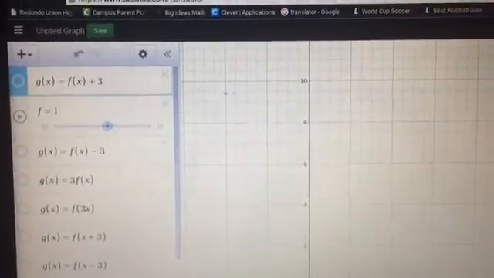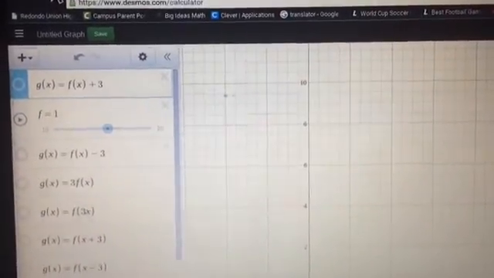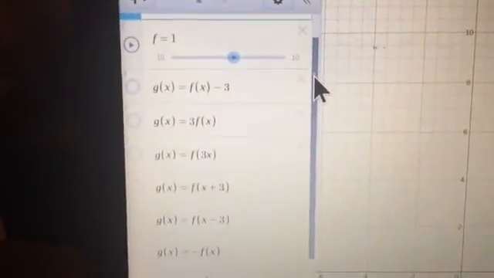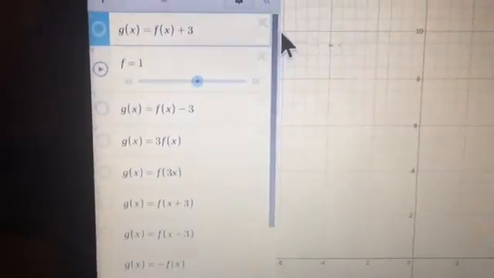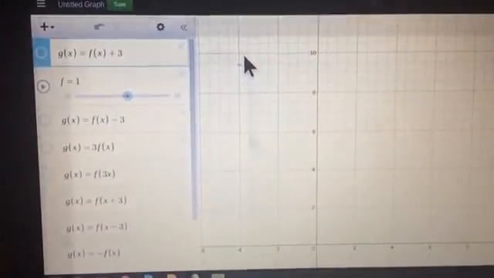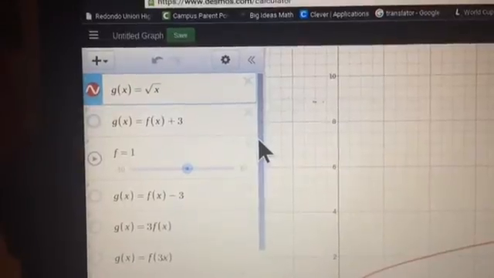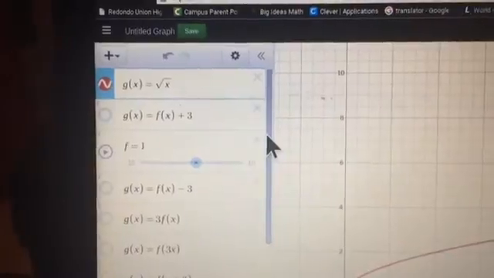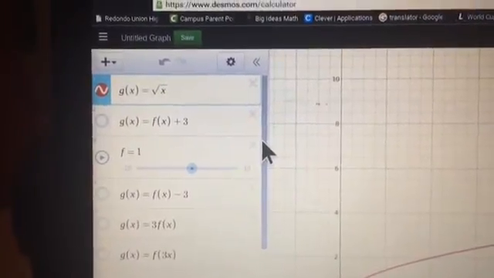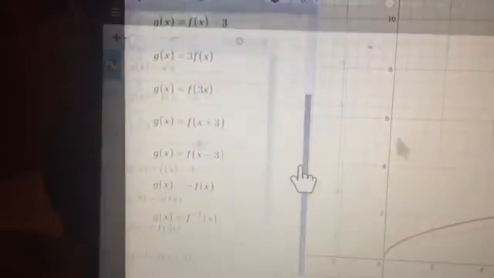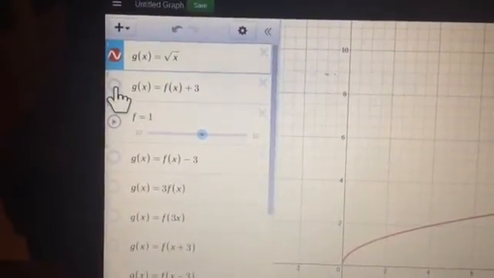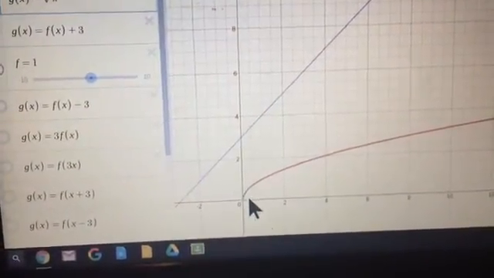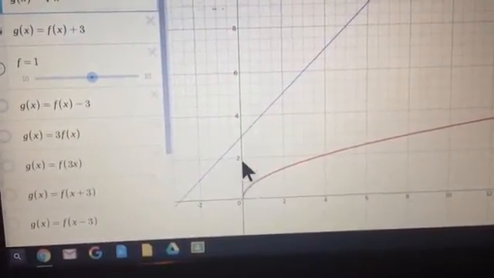Okay, so now we're going to show and explain different variations of parent functions. As you can see, I plugged all these different translations into Desmos, and I'm going to turn them on and explain. If g of x equals root of x, and that's a parent function, we're going to graph a bunch of examples for each of the following translations. When we plug in g of x equals f of x plus 3, adding 3 is going to move it up 3 spots on the y-axis.